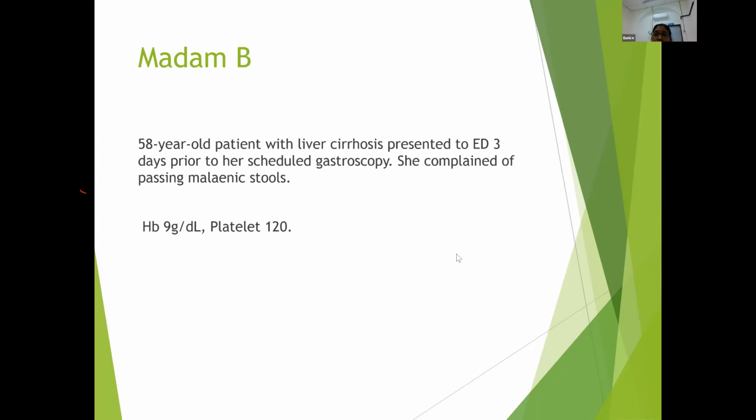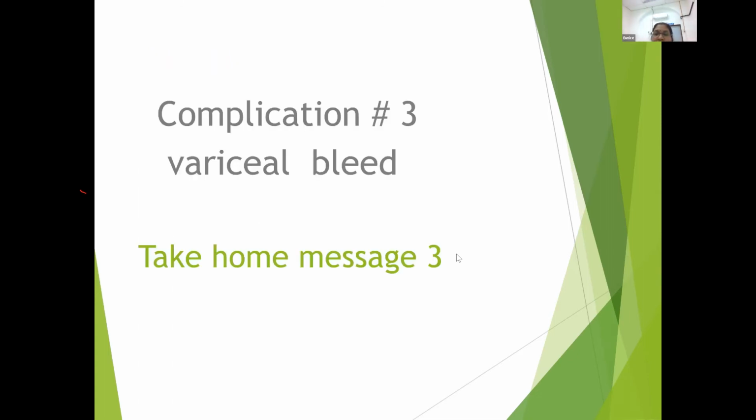So we go to the next case. Madam B, who is a 58-year-old patient with liver cirrhosis, presented to the ED 3 days prior to her scheduled gastroscopy. She complained of passing melanic stool. Her Hb is 9 gram per deciliter, platelet is 120. What possible diagnosis? Okay. So the third complication of portal hypertension is variceal bleed. Okay.